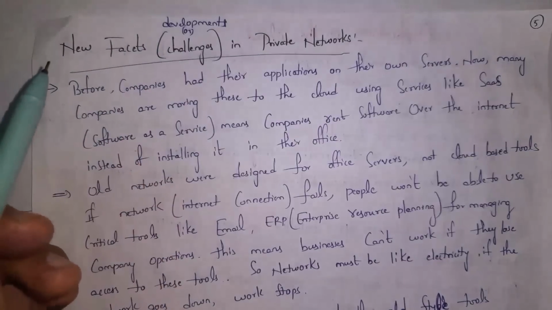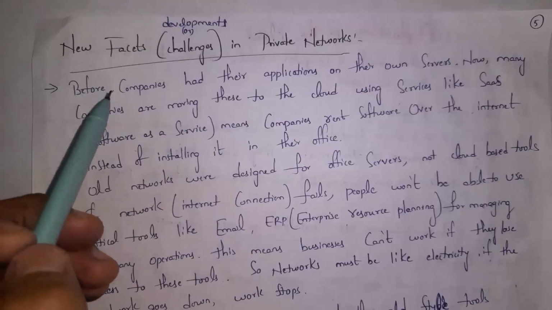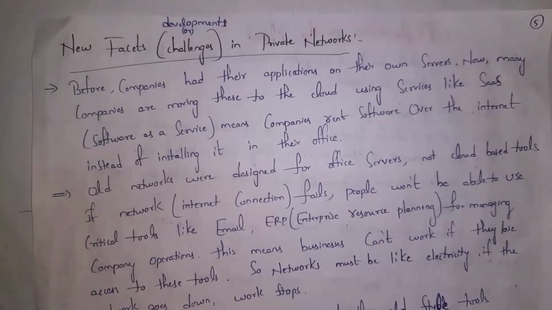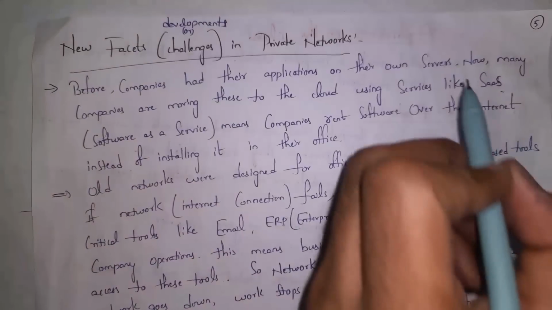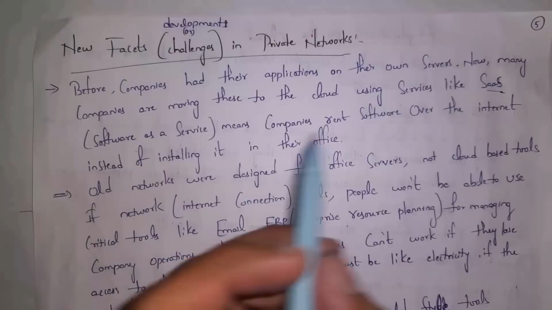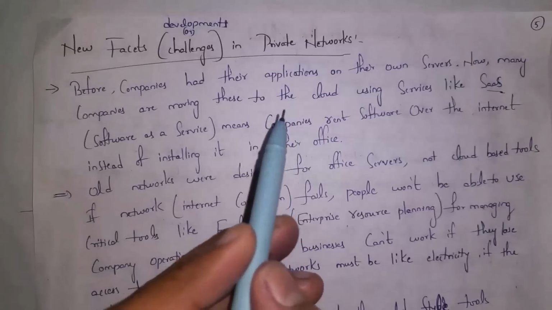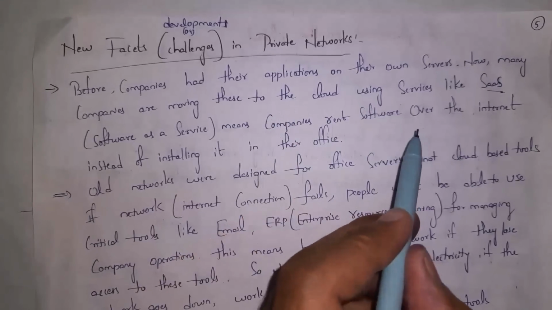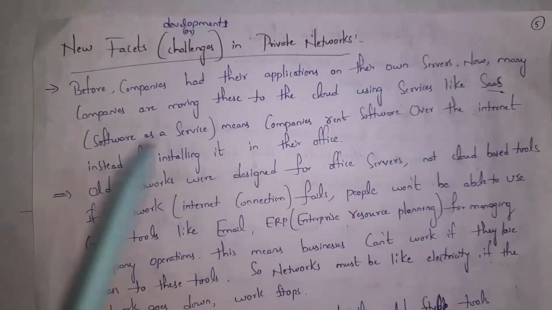Guys, long back, companies used to place their applications in their own servers. But at present, many companies are placing their applications in the cloud by using a service called software as a service. That is nothing but the cloud will maintain our software. Software as a service means companies rent software over the internet instead of installing it in their office. Companies will place their software on the internet and all users will access the software by using the internet.